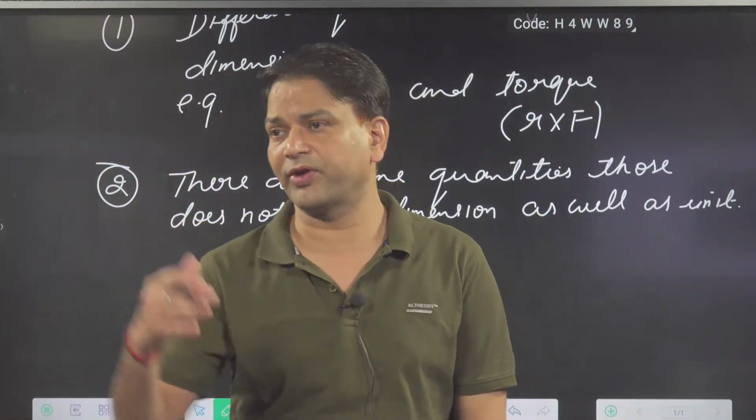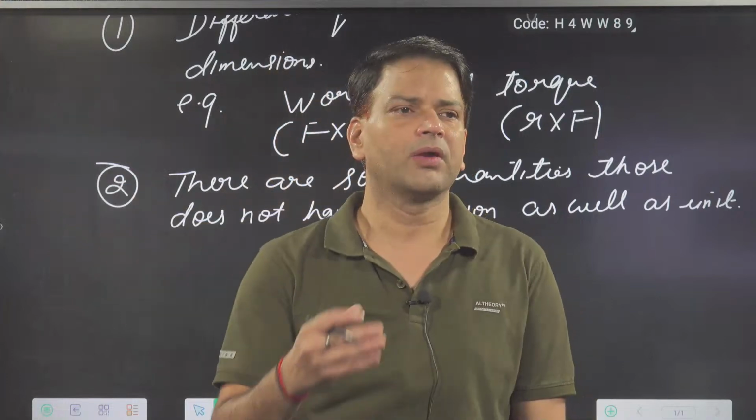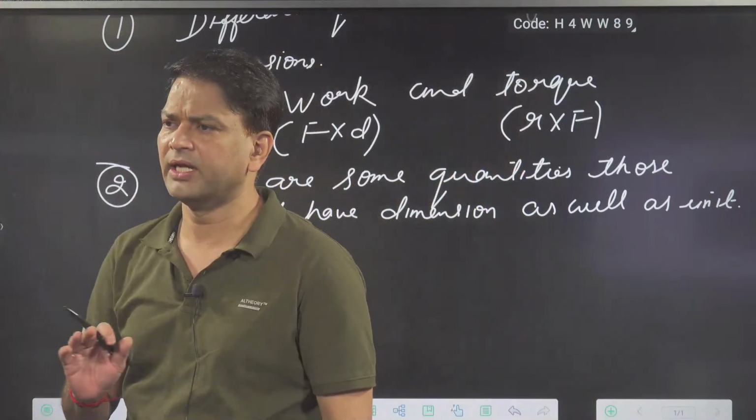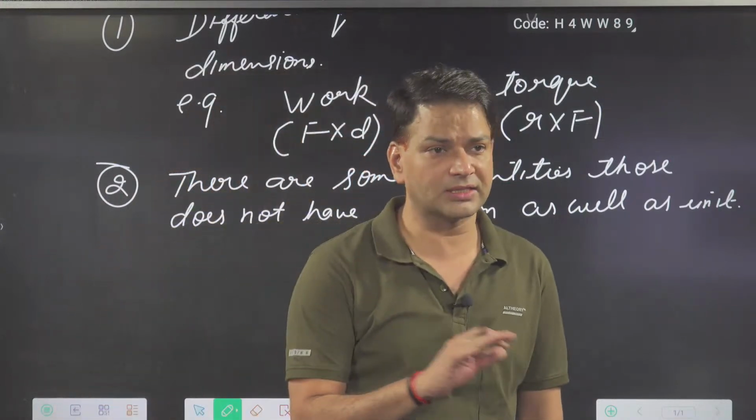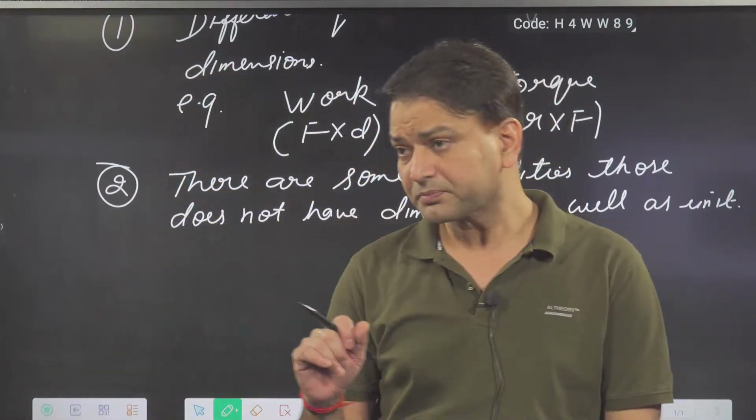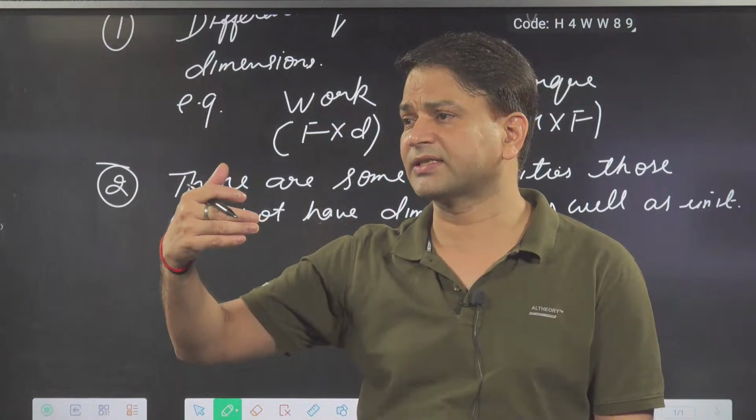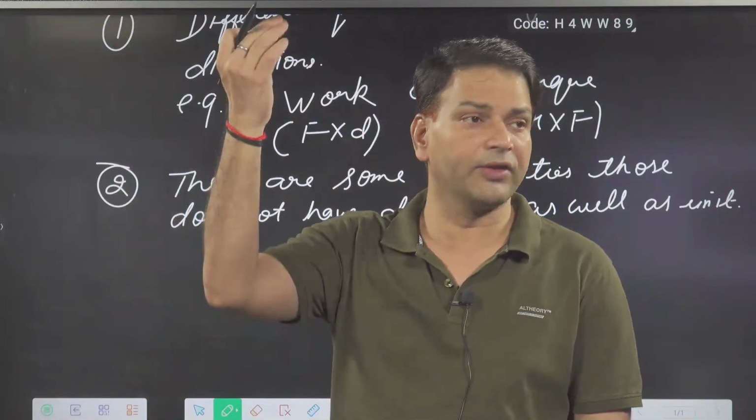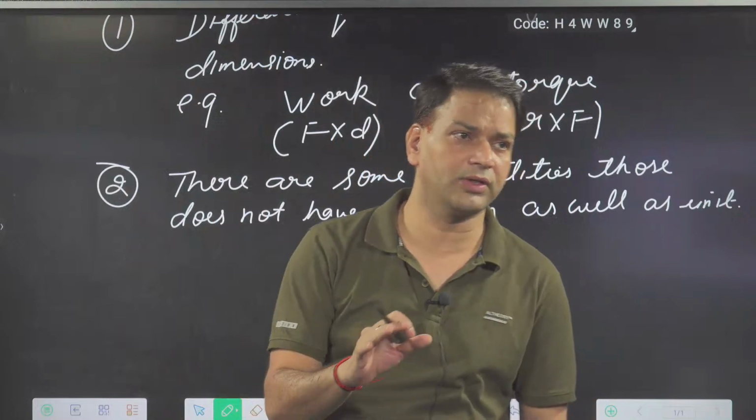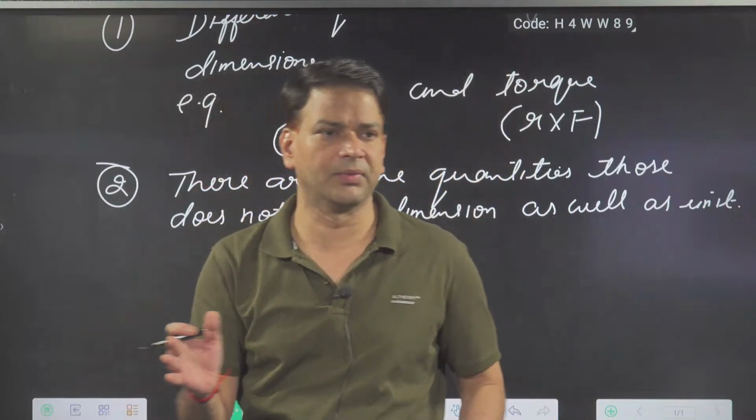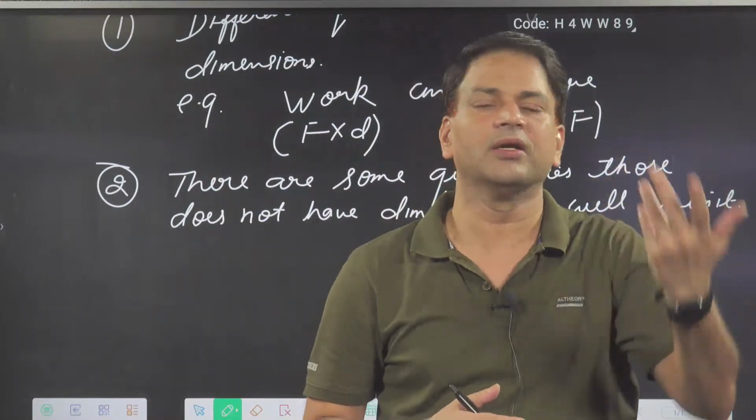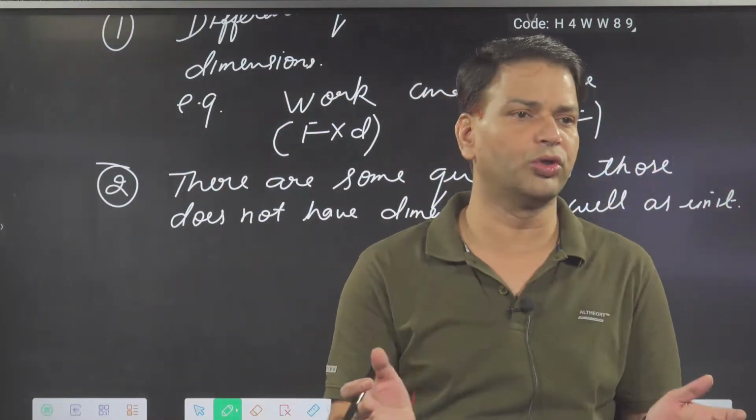Refractive index, which you will learn in optics, like glass refractive index 1.5, water refractive index 1.33, does not have any unit or any dimension. Because the refractive index is the ratio of the velocity of light in vacuum to the velocity of light in the medium. So basically it is a ratio of two velocities. Velocity upon velocity, the unit gets cancelled out, so there is no unit, no dimension.